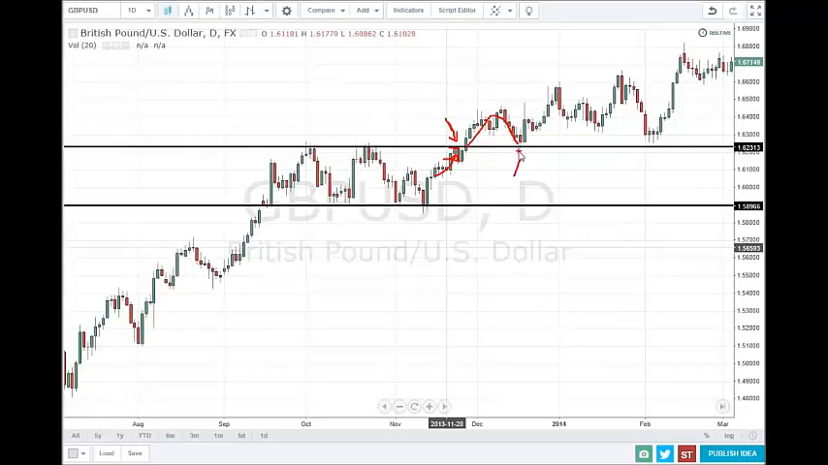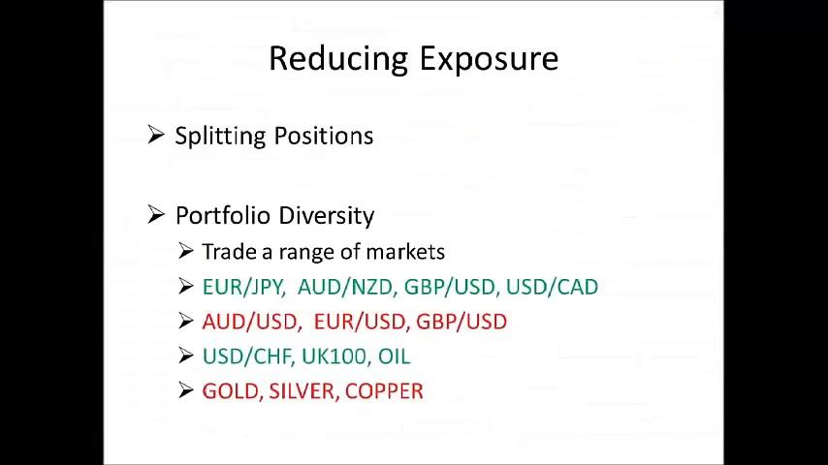So there's our signal to open a call position, and as price moves on the upside and our binary options expire, we have reduced our risk, as we have one guaranteed win, which will reduce our loss, rather than placing a put option here and simply making the loss without having a win. Reducing exposure. I have two tips or two bits of advice for reducing exposure. First of all, splitting positions, and then portfolio diversity.